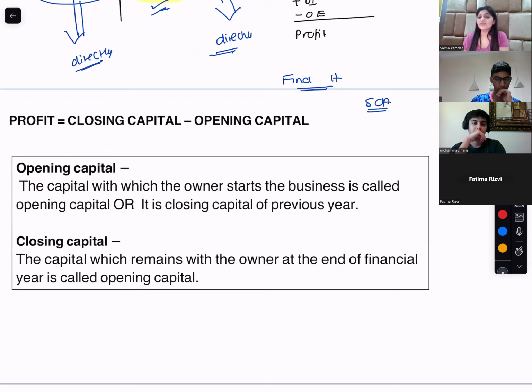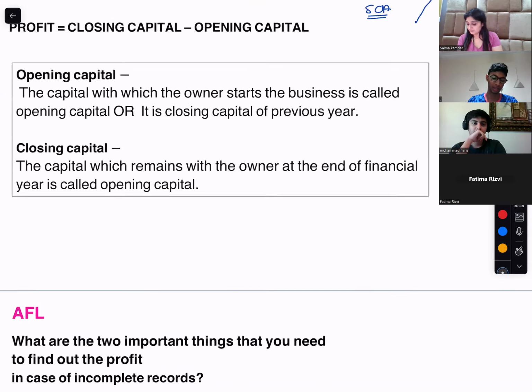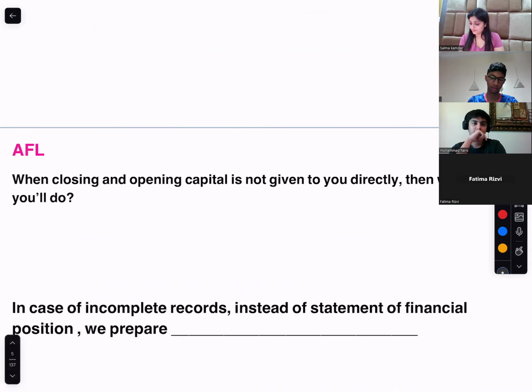What is a statement of affairs? A statement of affairs is something that is equivalent to the statement of your financial position. Can you give me the format of statement of financial position? Non-current assets plus current assets gives you total assets. Then comes capital and liabilities, which include owner's equity, then non-current liability, and then current liability, which gives you the total capital and liability. Okay, fine.